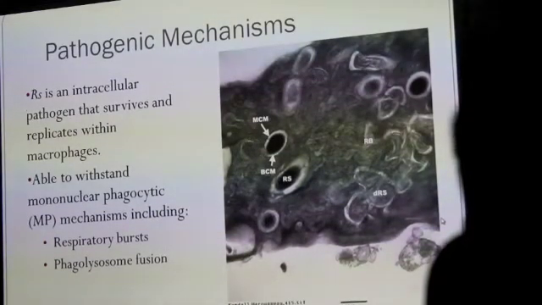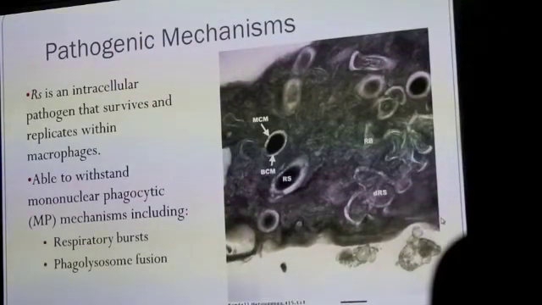It's an intracellular pathogen that replicates and survives within macrophages. Right here are the macrophages. You can see the RS growing in it. It's able to withstand mononuclear phagocytic mechanisms, which are just the killing mechanisms inside of the salmon. It's capable of killing most microorganisms. It's able to withstand respiratory bursts, which is the release of oxygen radicals from a phagosome. And it can also withstand phagolysosome fusion, which is the fusion of a phagosome and lysosome to enhance killing capabilities.